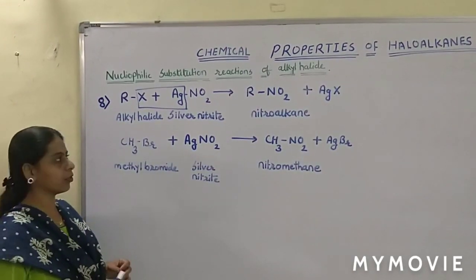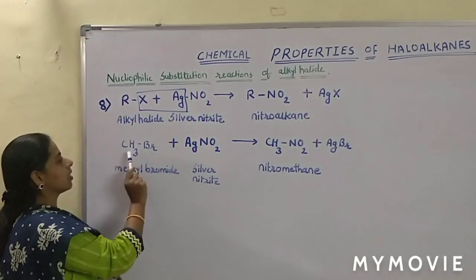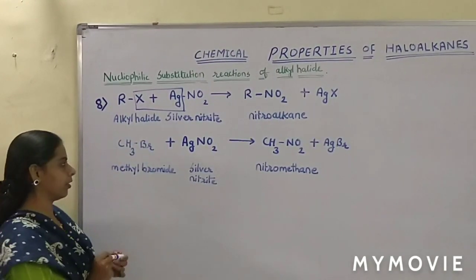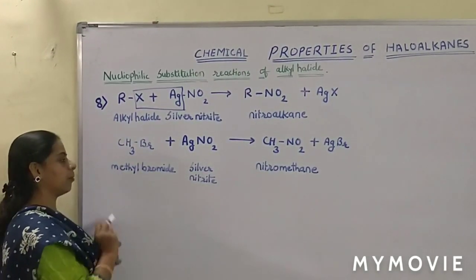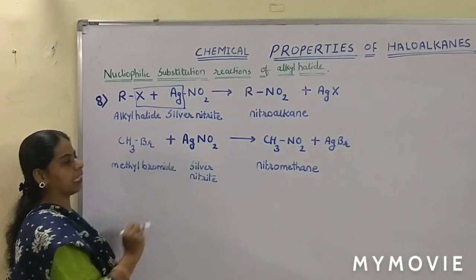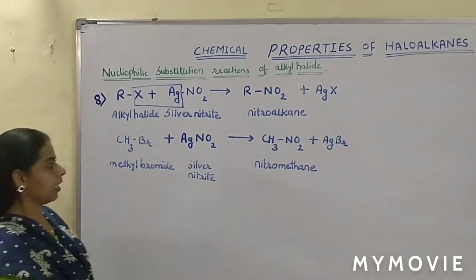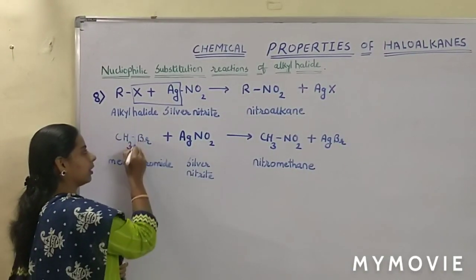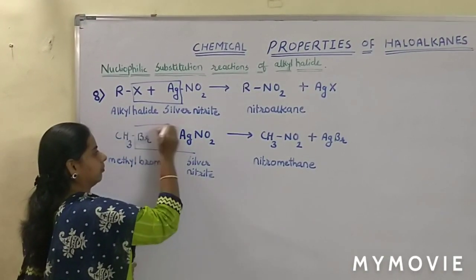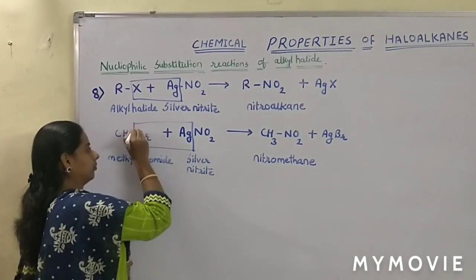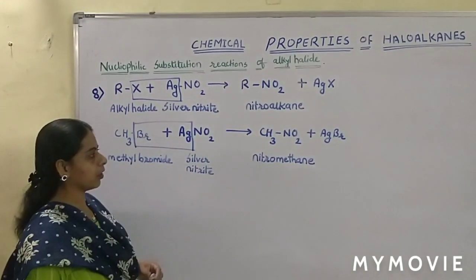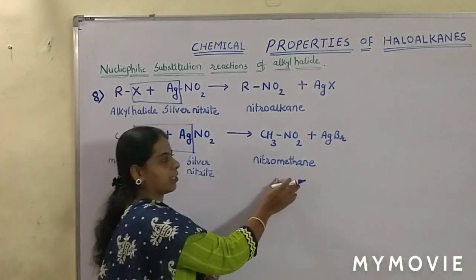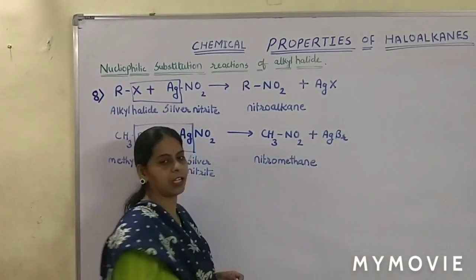Now this is the general reaction. We'll see the specific one of this, CH3Br. Now I replaced X here by a bromide group. So this is methyl bromide combined with silver nitrite, that is AgNO2. When the reaction is carried out, again Br combines with Ag. So this is the byproduct and the methyl group is connected to the NO2 group. So the name of this compound is nitromethane.